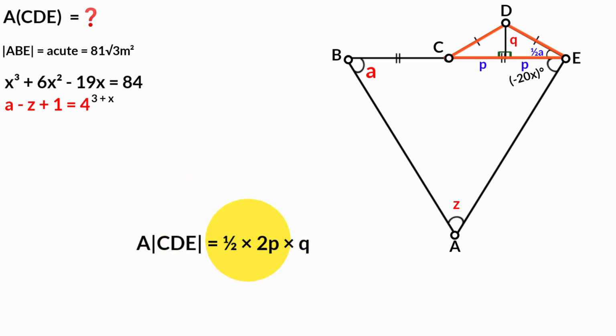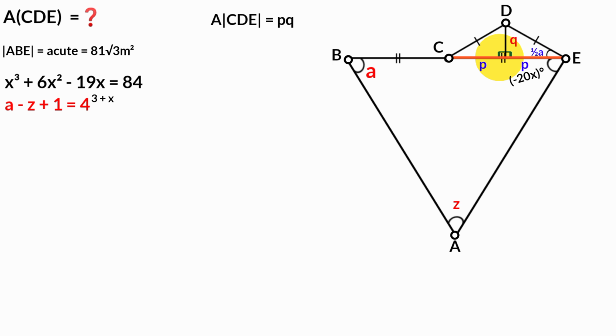1 over 2 times 2p is p. p times q is pq. So area of triangle CDE equals pq. Don't forget, this line BC and this line CE have equal length. So since the length of this line CE is this p plus this p, this must also be p plus p, which is 2p.